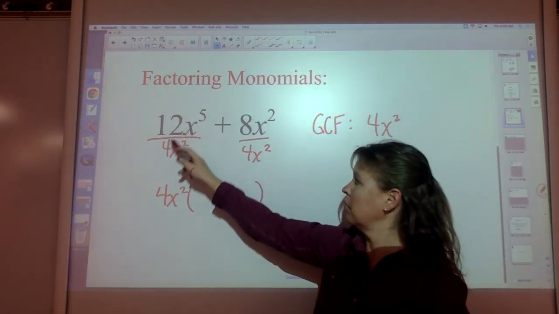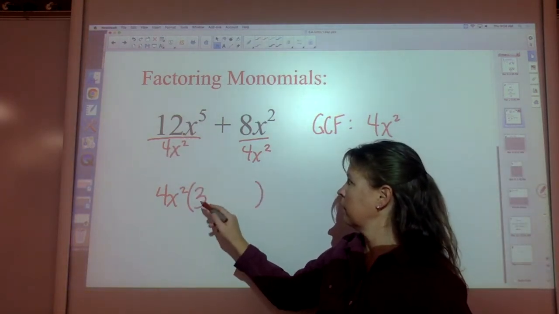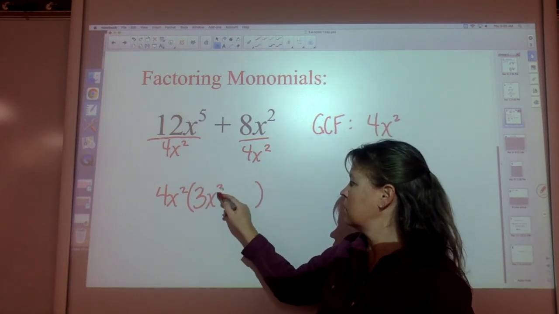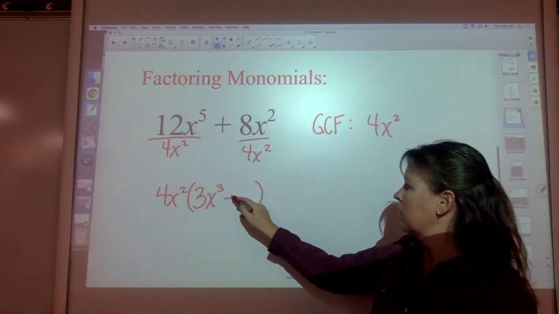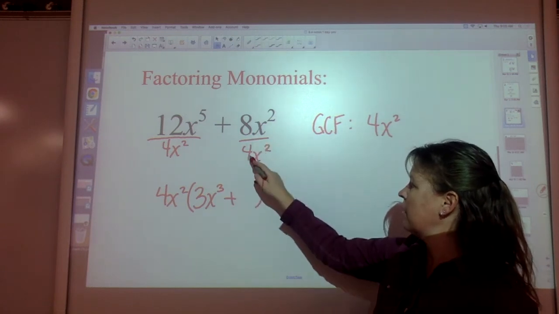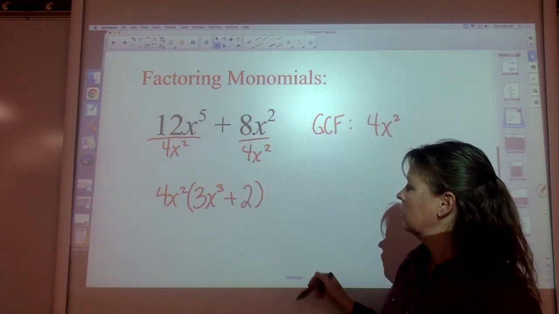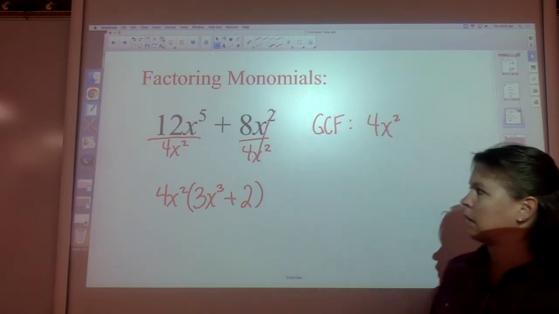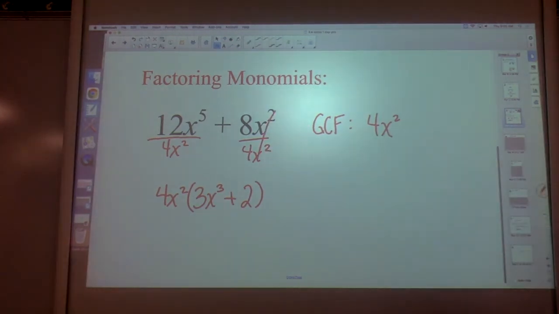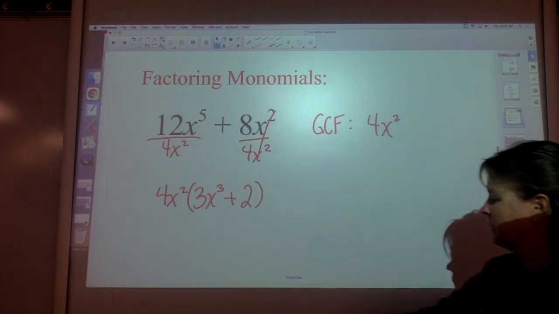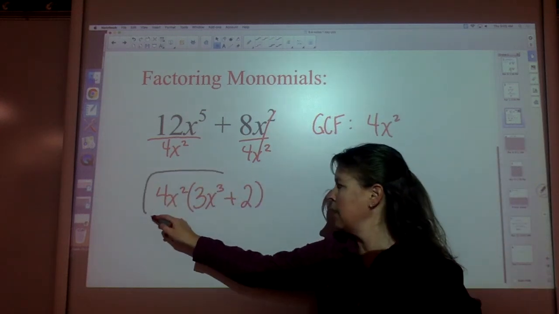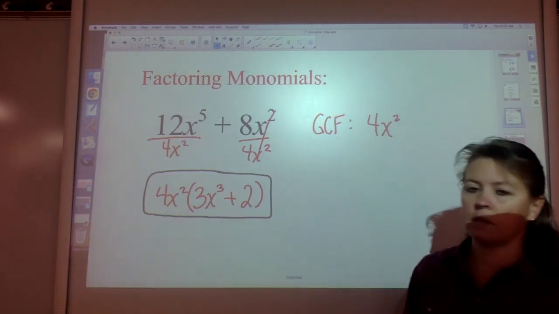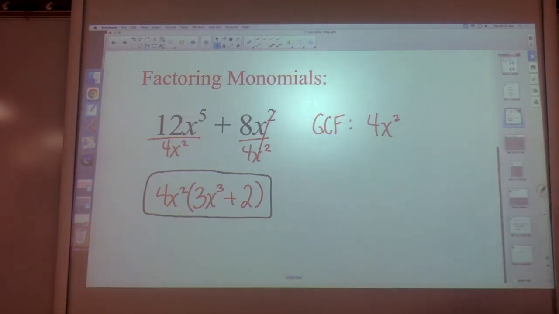If I take 12 divided by 4, you get 3. 5 subtract 2 is x to the 3rd. Plus 8 divided by 4 is 2. And if I had x squared but I divided by x squared, there aren't any x squareds left. This is what your final answer looks like. It has the greatest common factor out in front, and it has the rest of the factors inside.